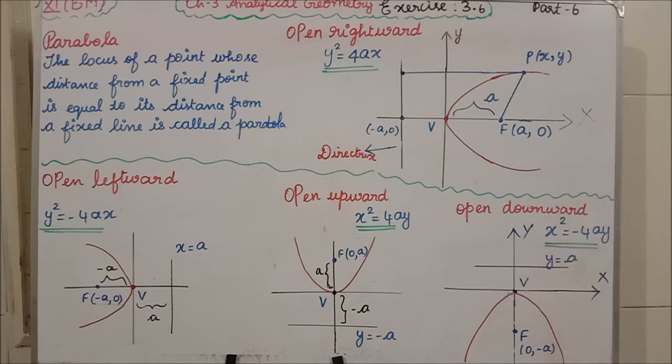And the last one is open downward. Open downward, it is facing what? The negative side of the y-axis. So x square equal to minus 4ay. Here we have the focus, which is 0 comma minus a. The same length you will have for the distance to the fixed line. What is that? a. So y equal to a is the equation of the directrix. Can you understand, students? A parabola has only four directions: rightward, leftward, upward and downward.